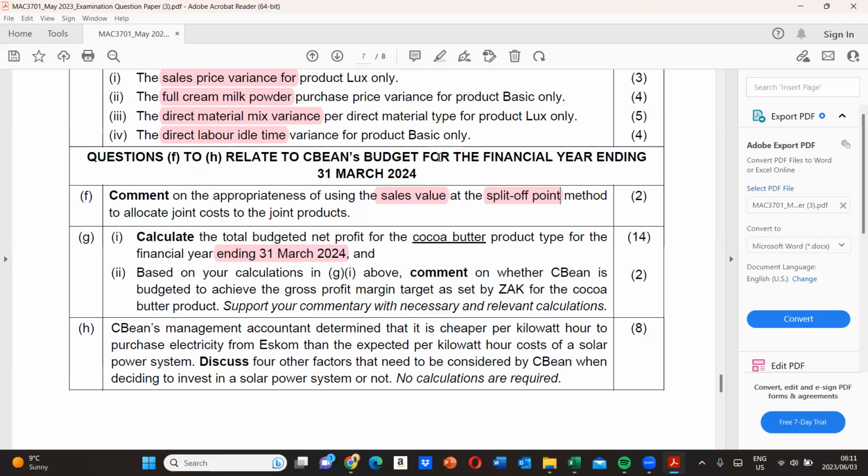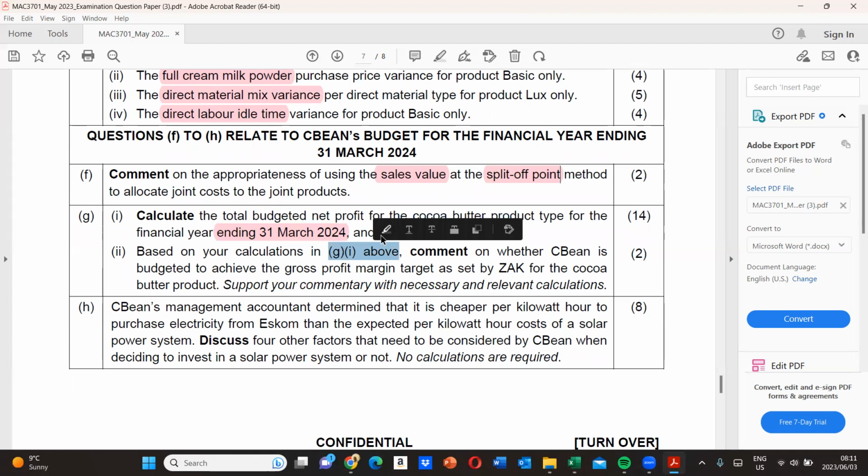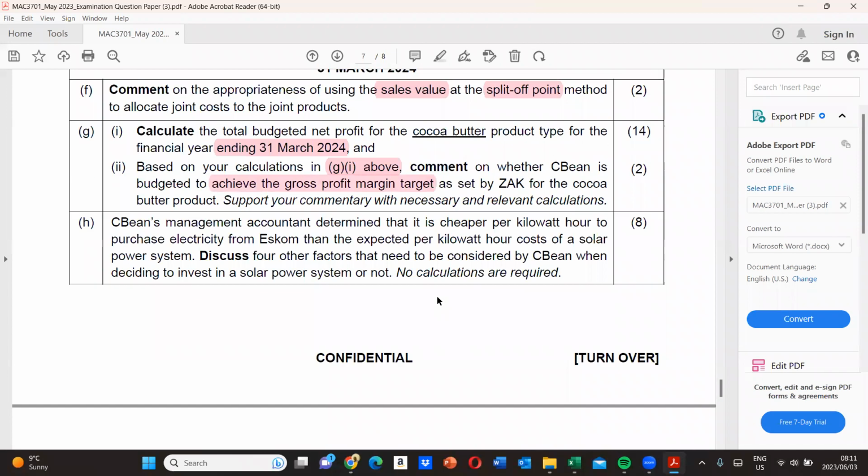So it's important that when you see a question like this, you are able to scratch through and collect some marks there. All right, and then 2, based on your calculation on G1 above, comment on whether CBIN is budgeted to achieve the gross profit margin target as set out by SEC for the cocoa butter product. Support your commentary with necessary and relevant calculation. Of course, the target profit, we have to compare some amounts there.